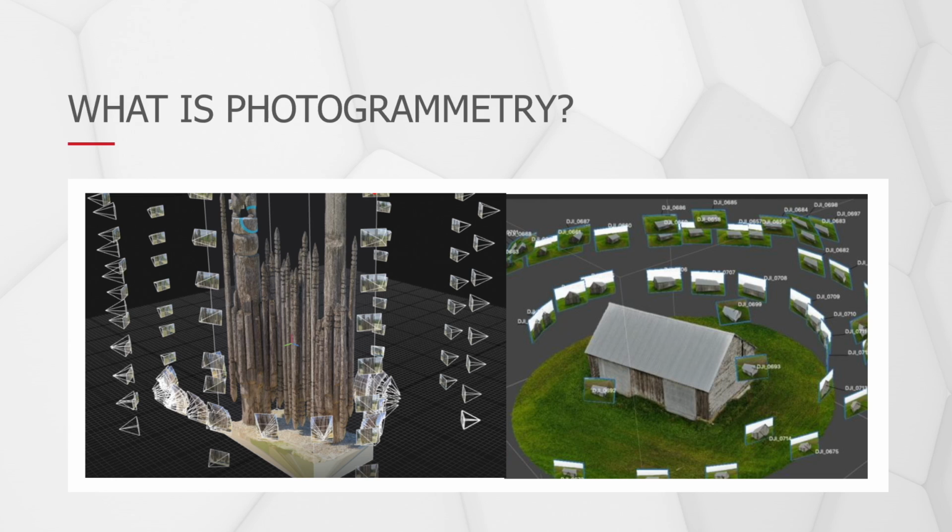So can you tell us what is photogrammetry? What does it mean? Yeah, photogrammetry is also known as structure from motion. It's the art and science of extracting information from photographs. The process involves taking overlapping images of an object, structure, or space, and converting them into a 2D or 3D digital model.